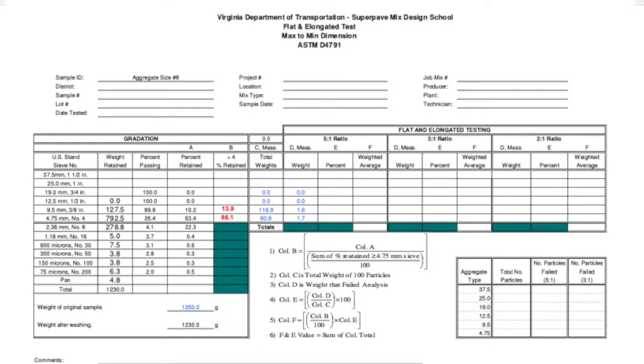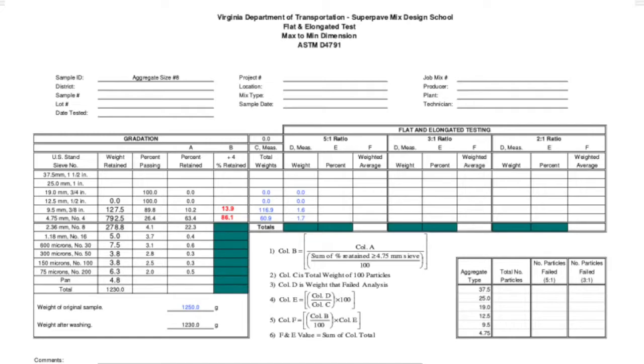Okay, now we're going to turn our attention to the F&E calculations on the two coarse aggregates of this blend. We will look at our number 8 stone first. So take a moment, look at this worksheet. We're going to be concentrating our efforts on 3 different columns: column B, column E, and column F. In the middle of the page, the formulas are provided to arrive at the values.